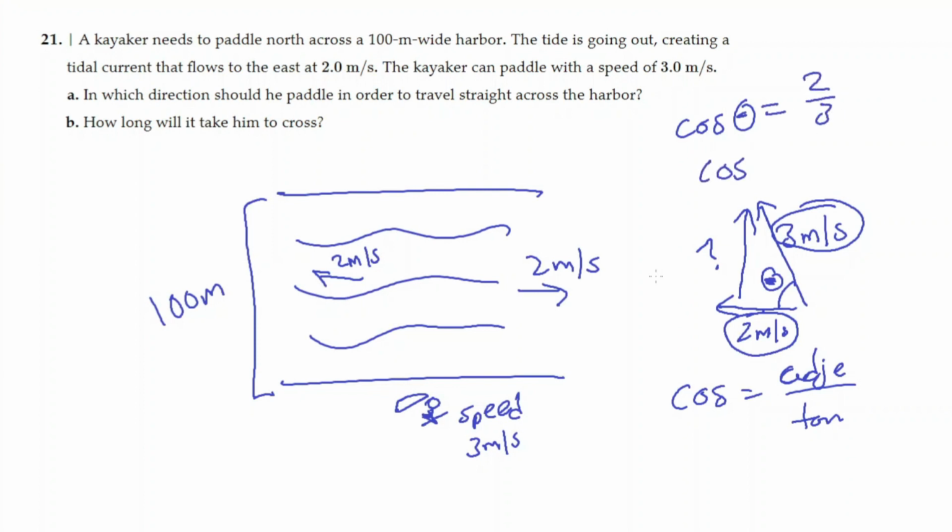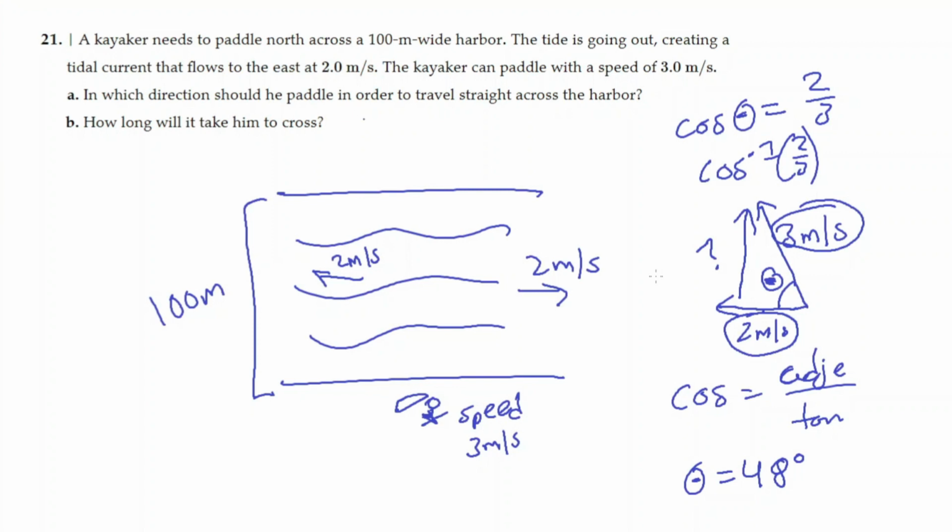In this case, you want to put cosine inverse of 2 over 3 into your calculator, and that's going to give us theta. So if you do that in your calculator, you're going to get that theta is equal to 48.2 degrees, but we're going to round to 48 degrees. So that's going to be our answer for A.